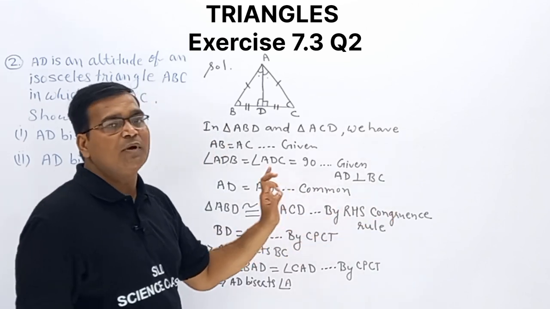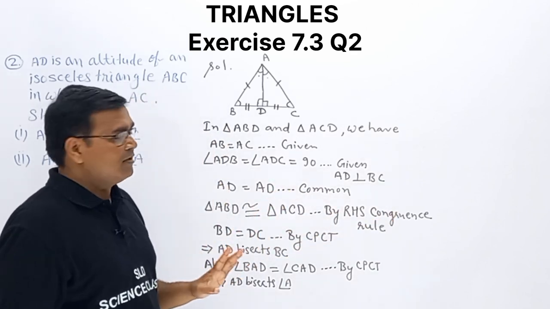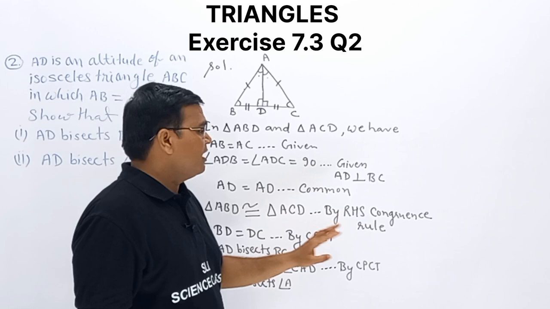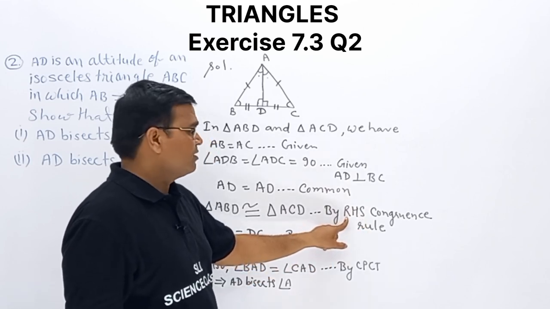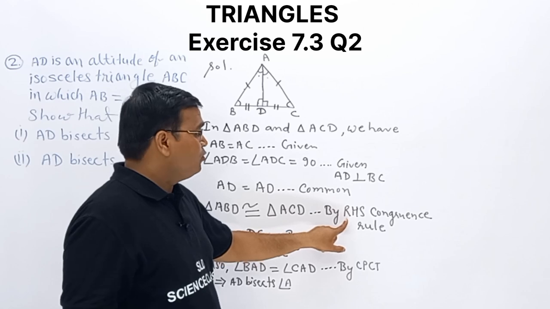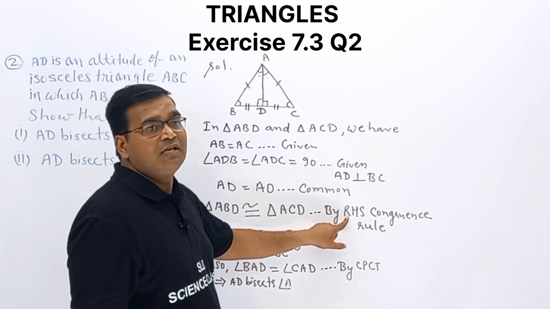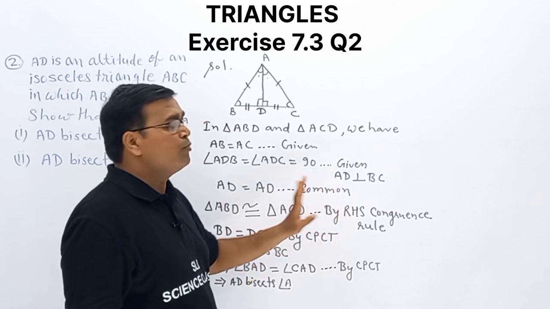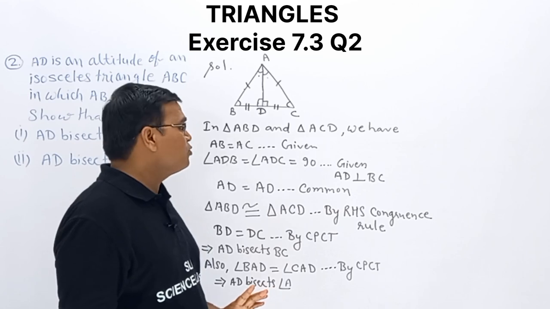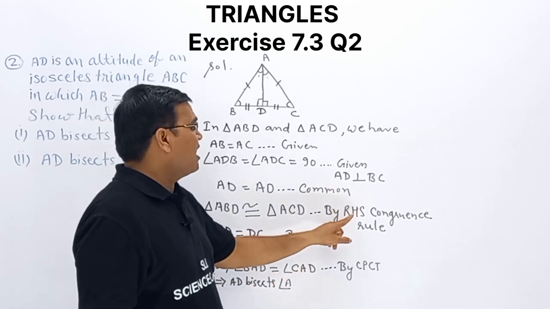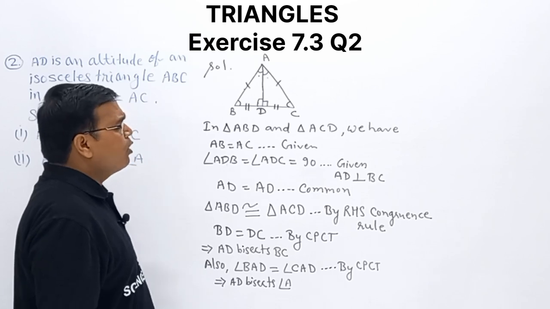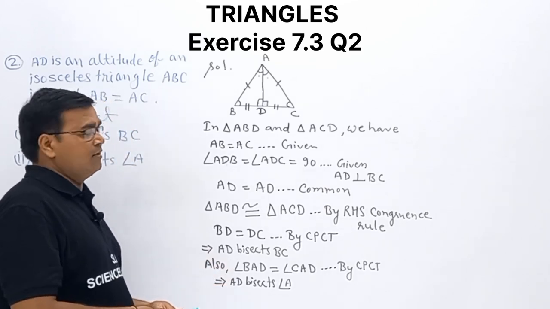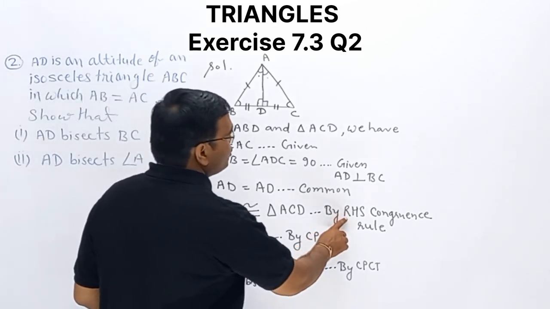It means in which one is what? Right angle, one is hypotenuse, and one is what? Side. In 2 triangles, one is right angle in both. One is hypotenuse, which is common, and hypotenuse will be equal, and one side is common. Clear? Common, or we can say one side is equal. So that time we will use RHS.